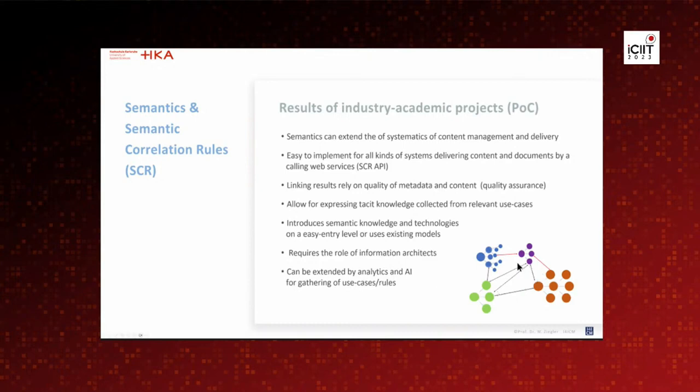And it also can be extended by AI technologies right now, because these rules could also be analyzed and detected from the user behavior, from analytics in the web portals, which would then be a nice combination of manual models and AI detected rules, which could be put in these correlation rules.